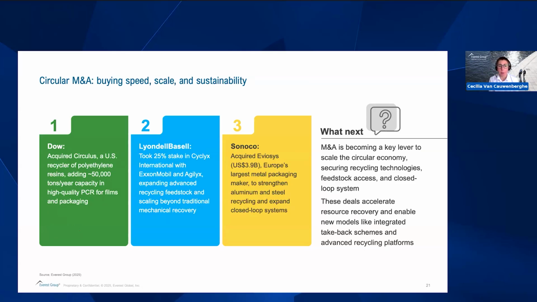One example is Dow and Circulus, integrating mechanical recycling into polymer value chains. Circulus operates mechanical recycling lines that purify and reprocess polyethylene film waste into post-consumer resins suitable for packaging. Dow's acquisition brought in advanced washing and extraction systems capable of maintaining resin quality across multiple reuse cycles. Dow integrates Circulus recycled resin directly into its existing compounding and film production infrastructure.